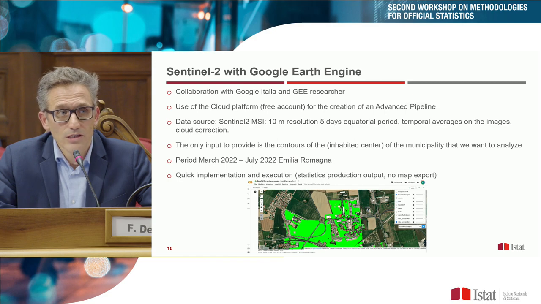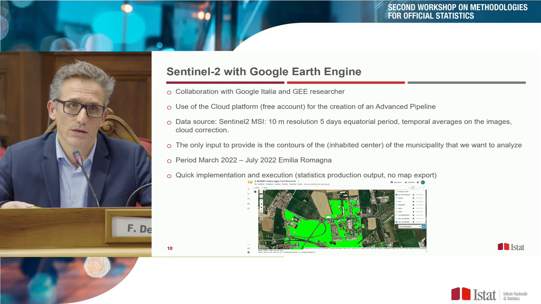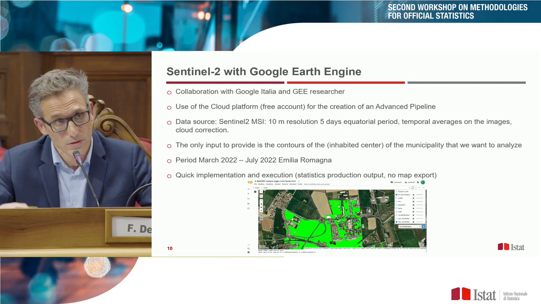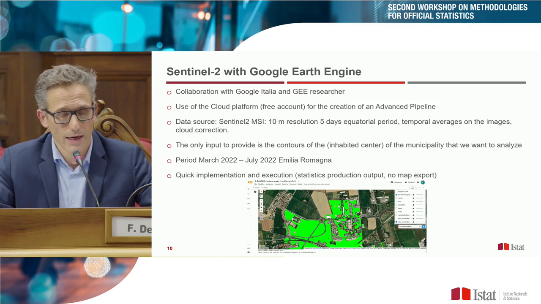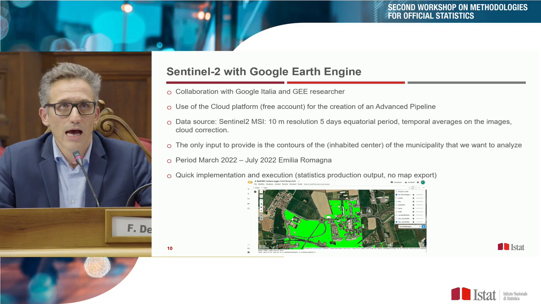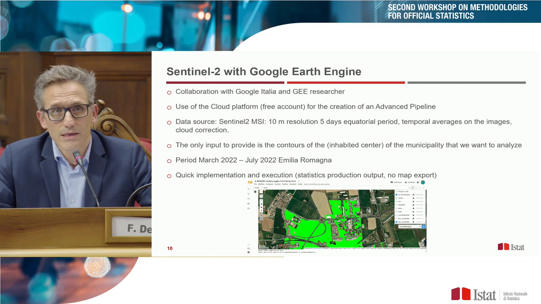Unfortunately, with Google Earth Engine, we can't use the orthophoto because orthophoto are private, and we can't use this photo in a cloud. Google Earth Engine is a cloud, okay. So we make our experimentation with the data available in Google Earth Engine, that is satellite images from Sentinel-2. Sentinel-2 is a satellite that gives images of 10 meters of resolution.